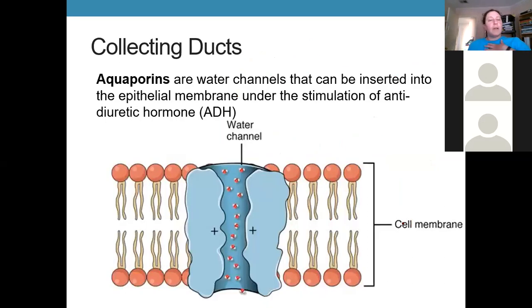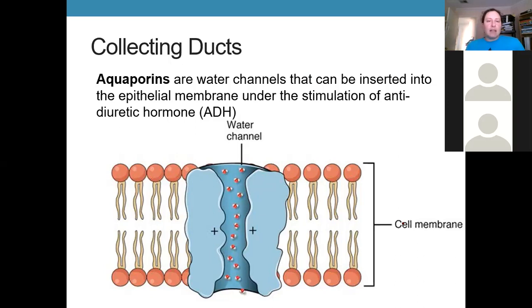Okay, the collecting ducts. So the distal convoluted tubules, we'll talk a little bit more about their physiology later. I don't know why, but they never get a special thing for the anatomy. They work with the collecting ducts. So even though the collecting ducts aren't part of the nephrons, because they're the next step, they still have an important role in urine production.